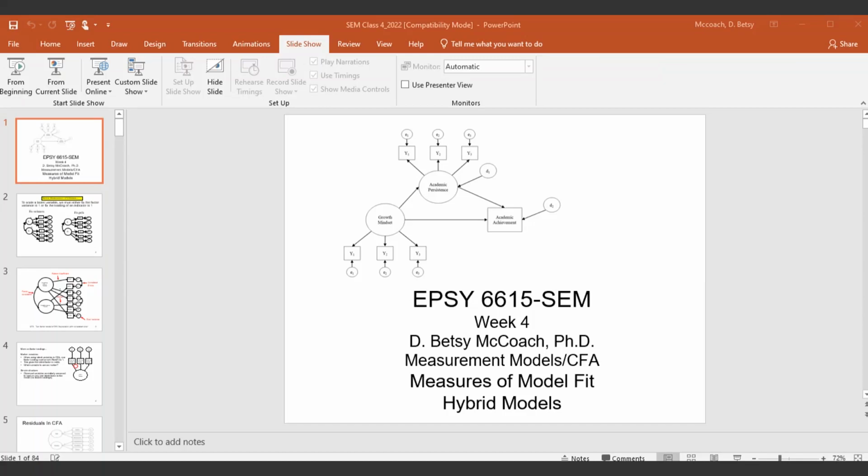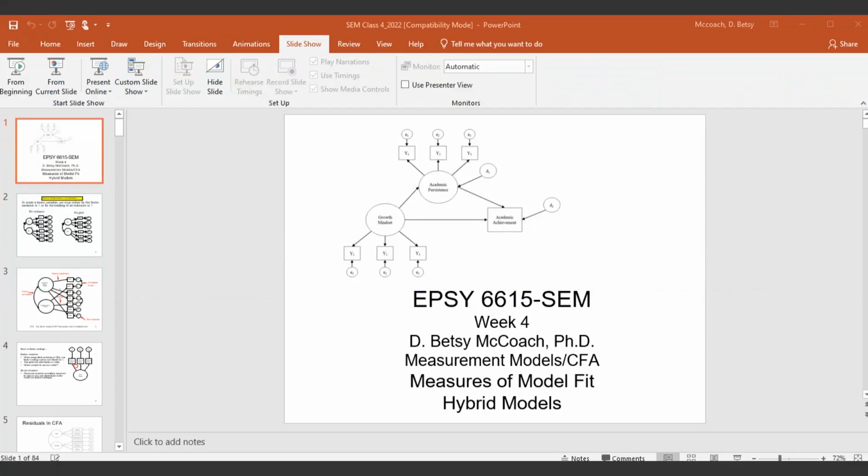I call this empirical under-identification because, empirical under-identification means, if I drew out the model before I collect data, it would look like it's identified. But once I collect my data and I try to fit the model, it's actually not identified because of the pattern of correlations or covariances in my data. And I'll give some examples as we go along of where we might hit empirical under-identification problems.